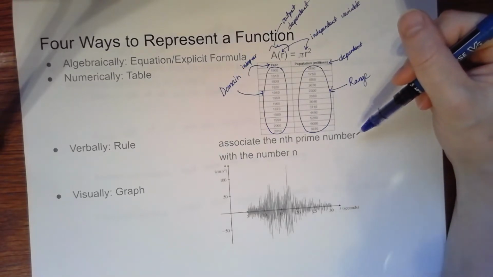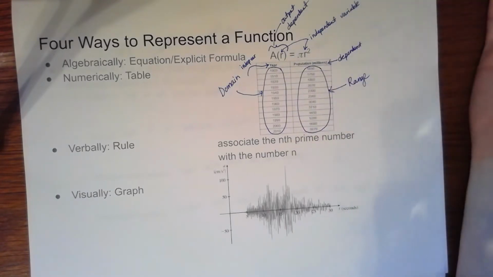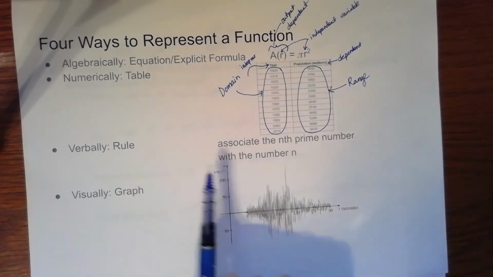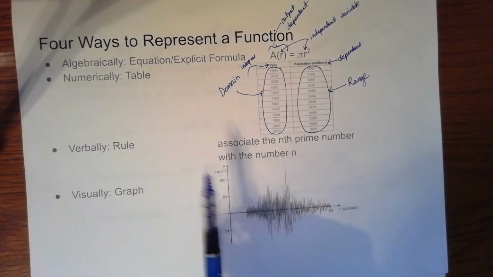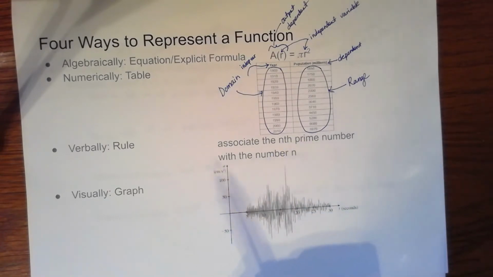We don't even know what all the prime numbers are, and plus there's an infinite number of them, so trying to write a table wouldn't really work. So the only way to really describe this function is to write it out verbally. So we know that the nth prime number, like the first prime number, is 3. So we would map 1 to the prime number 3.